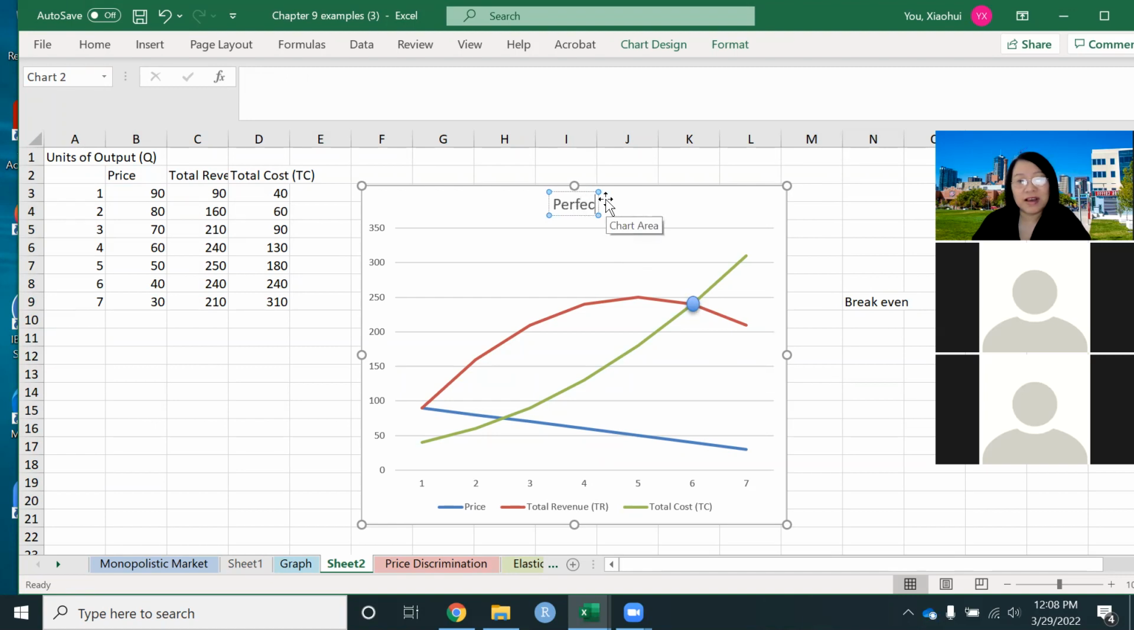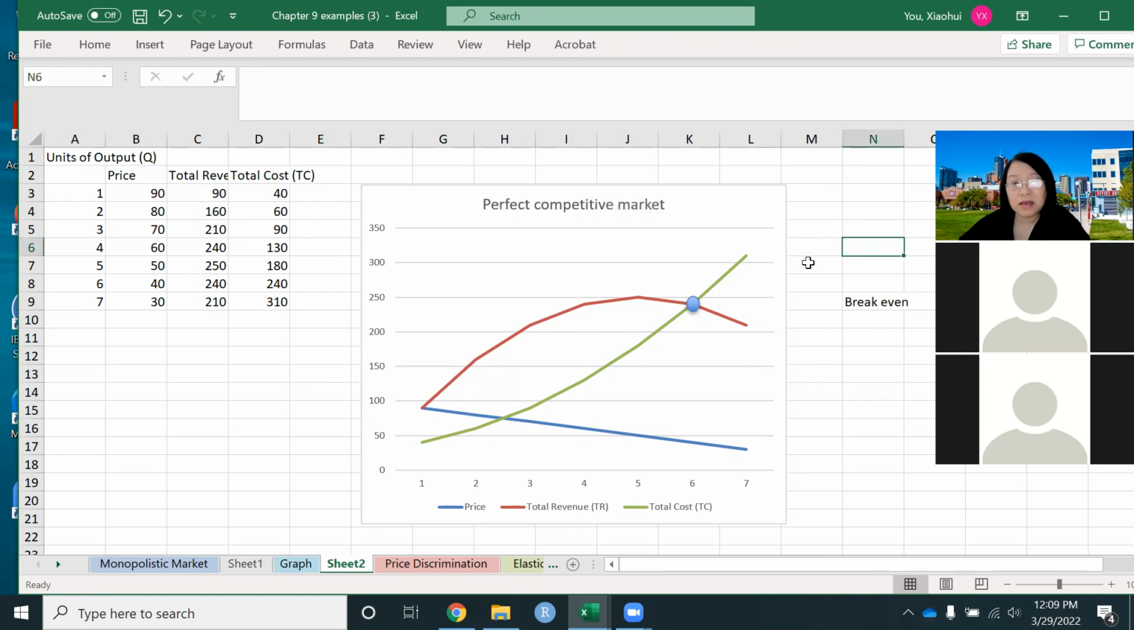This is the perfect competitive market. So this one also is the equilibrium. We call it equilibrium. So now we need to find the price and quantity. Actually, Audrey already talked about the quantity. So the quantity is about 6, right?